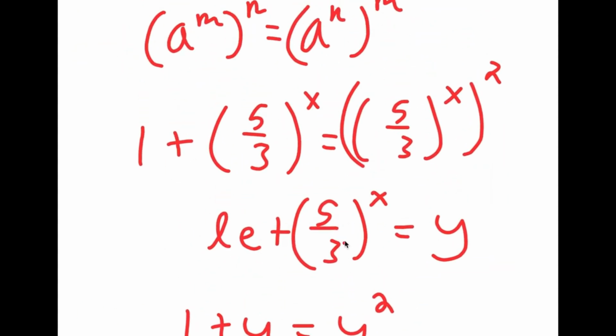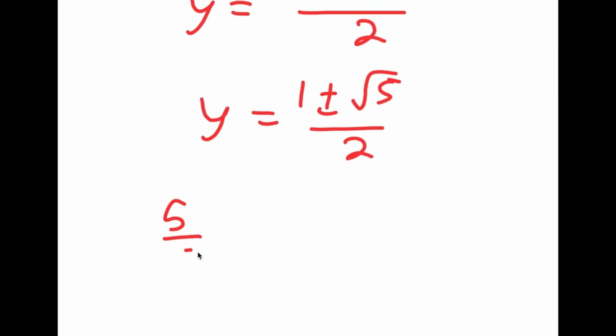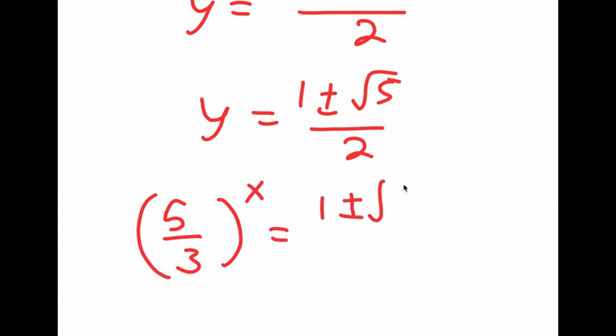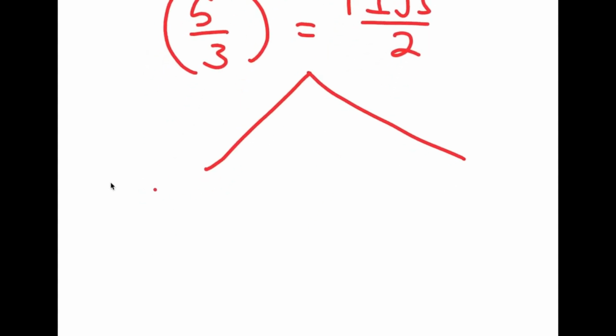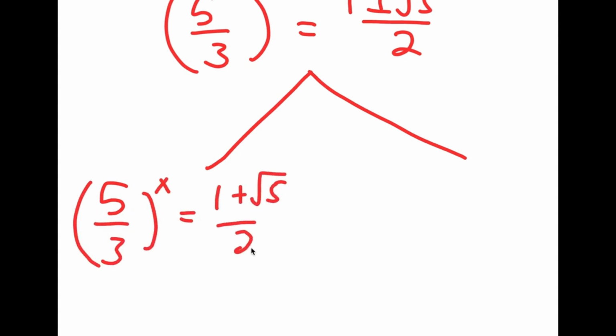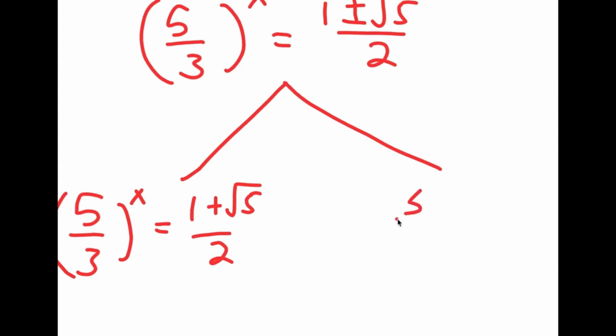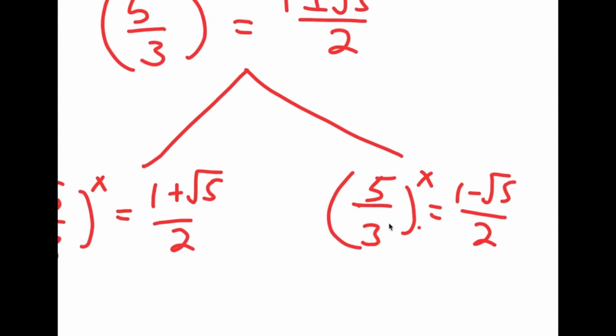Now remember how we let 5 over 3 to the power of x equal y. So I have 5 over 3 to the power of x equals 1 plus or minus the square root of 5 over 2. So now this gives me two equations. I have 5 over 3 to the power of x is equal to 1 plus the square root of 5 over 2, and 5 over 3 to the power of x is equal to 1 minus the square root of 5 over 2.